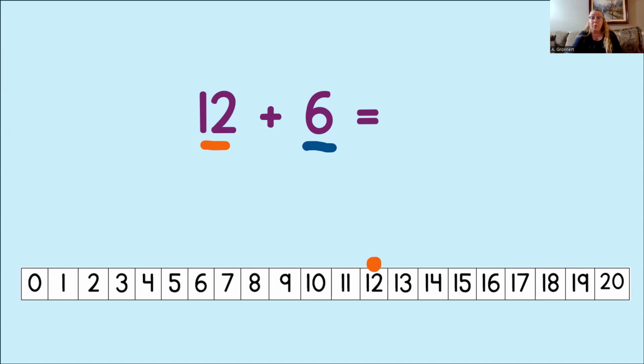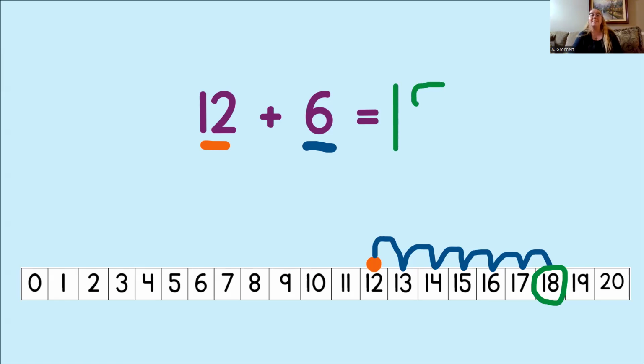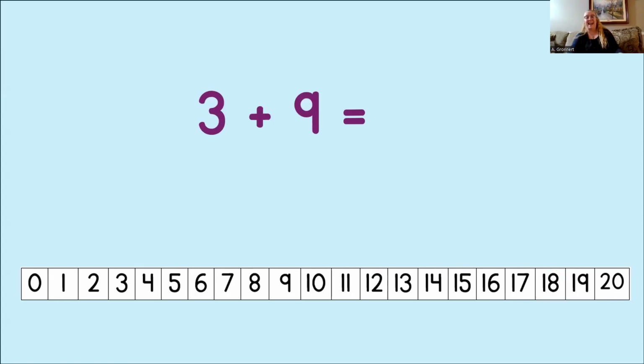So now we know we need to count on 6 to add. Let's do that now. 1, 2, 3, 4, 5, 6. Where did we land? Well, we landed on the number 18. So we write that number into the equation, 18. And now we know 12 plus 6 equals 18. Wow, this is fun. I love counting on to add.